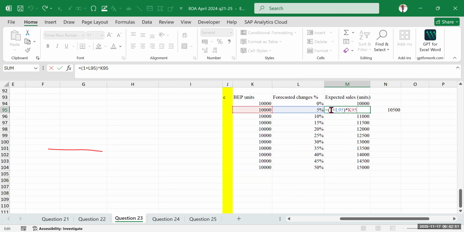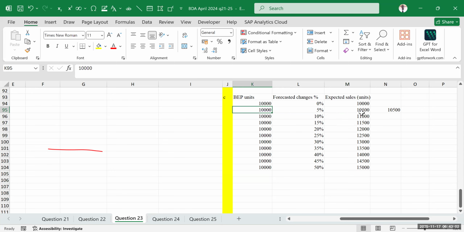So I've just used the bracket approach, 1 plus the 5%. The change is positive. That's why I'm using plus. We multiply by the break-even in units so that we get the forecasted units or the expected units after that change. The same explanation applies to the rest.